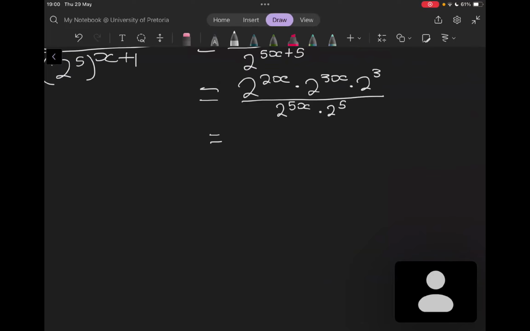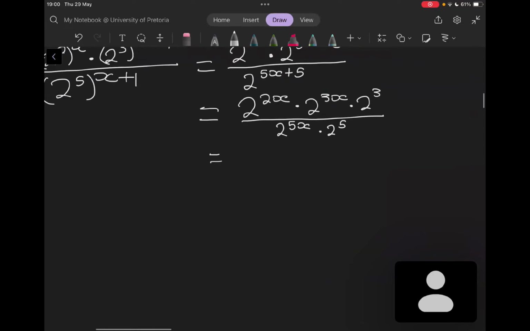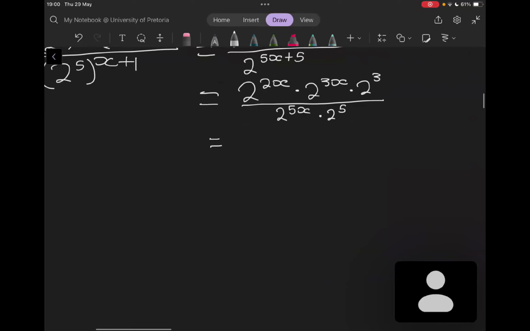Now, let's just simplify this first, right? In the numerator, what we can do is to take this over here and add it with that. It is the same base. We can add them together because they're both multiplied by x's. These are like terms. So let's simplify. We have 2 to the power of 2x plus 3x multiplied by 2 to the power of 3, right?